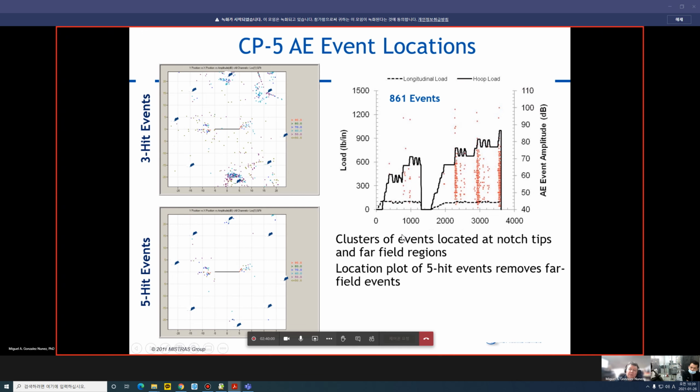So these are some filtration techniques, or filtering techniques, that are used as strategies to tweak, in this case, the location of damaging events.